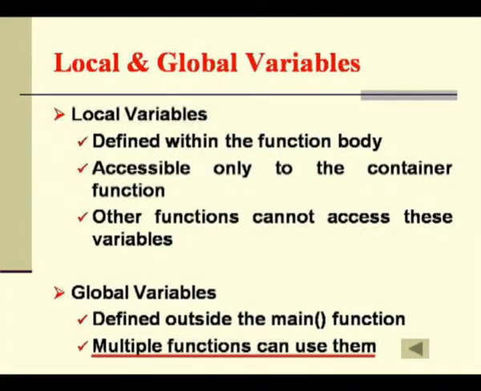So, global in the sense they are accessible by all the functions in C, they are visible to all the functions and they can be used anywhere. So, multiple functions can use them, as they are defined outside the main function. So, this is the definition of local and global variables.